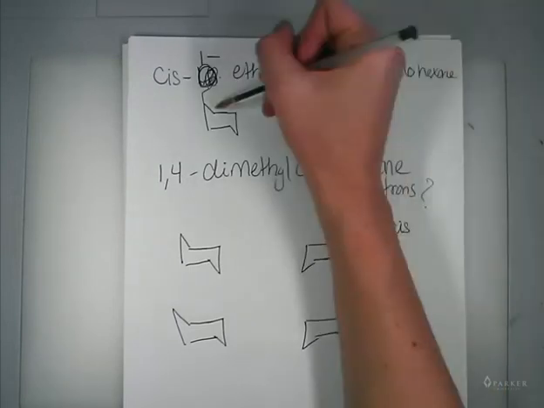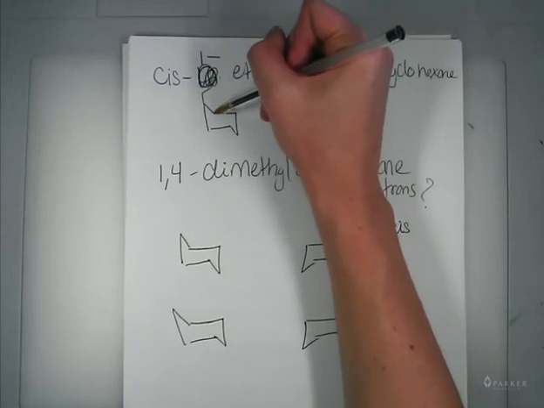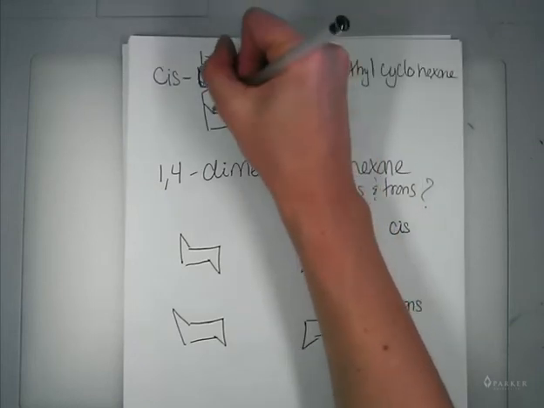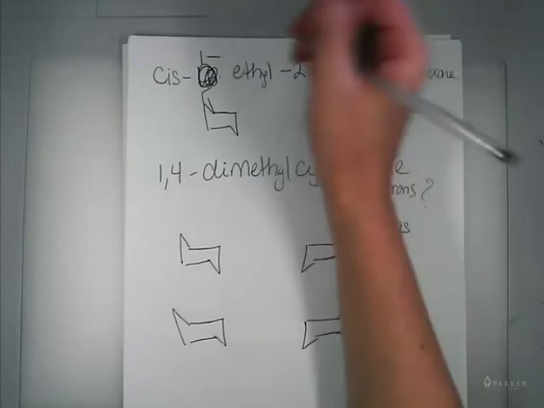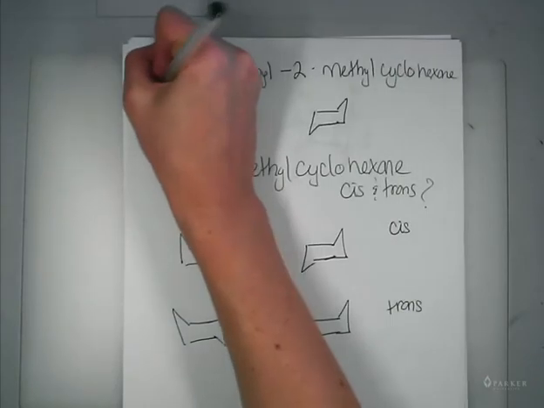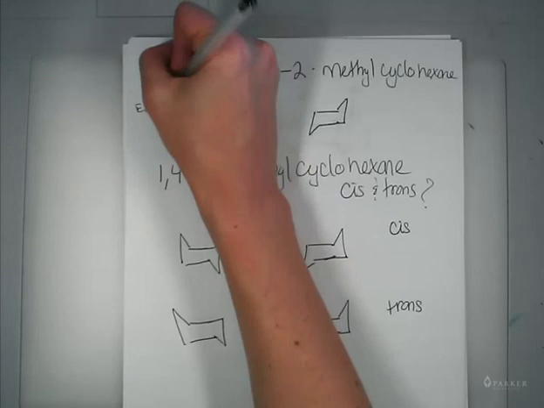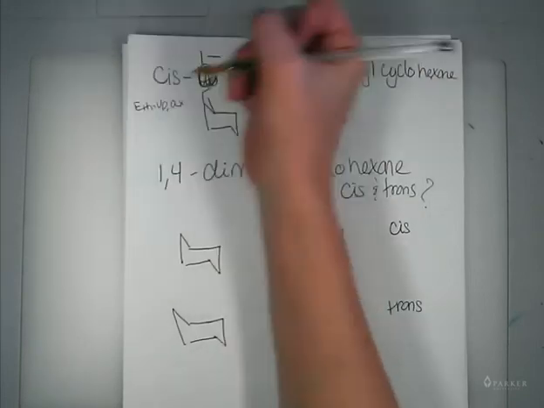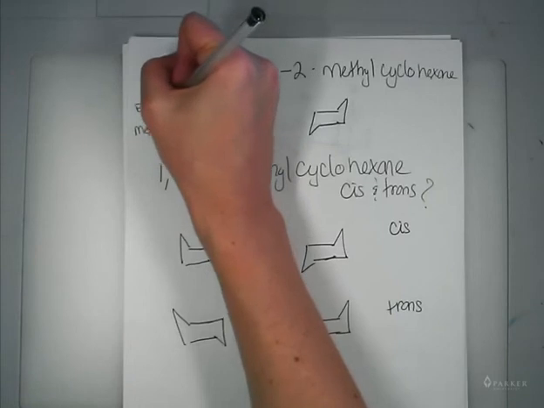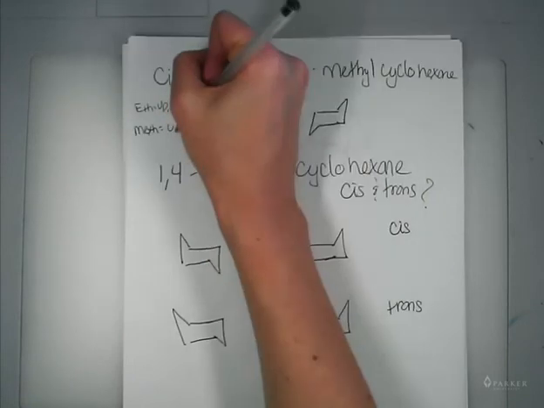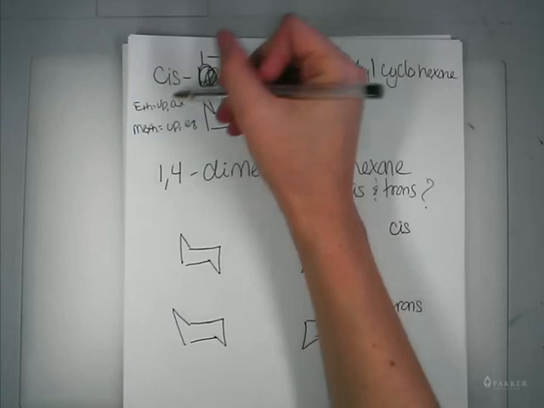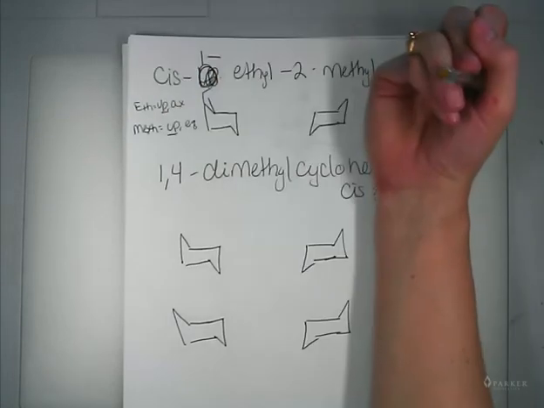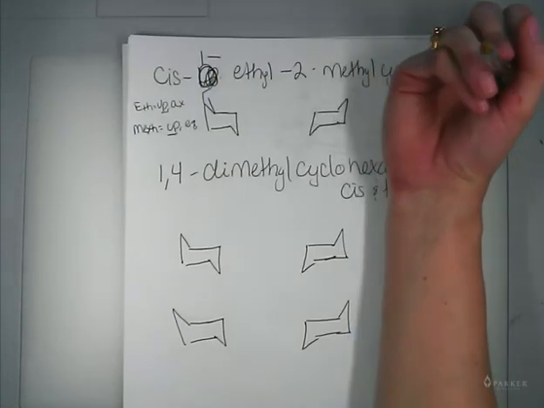So then position 2 for methyl is going to go up what? Equatorial. So I have ethyl is up, axial, and methyl is up, equatorial. And this up, that tells me it's cis. Okay?